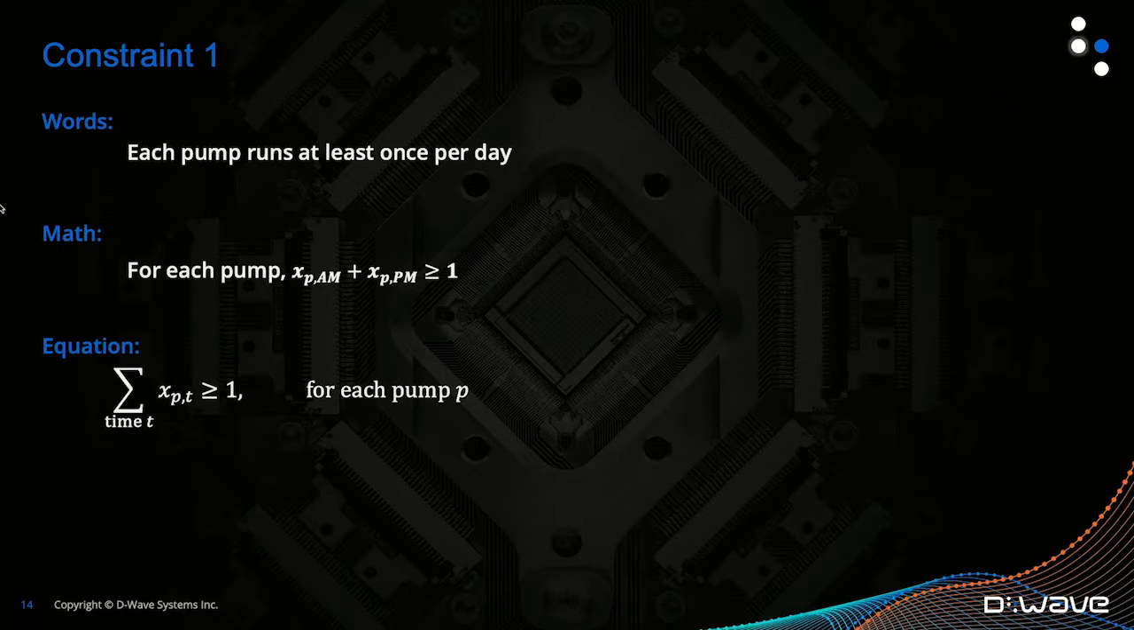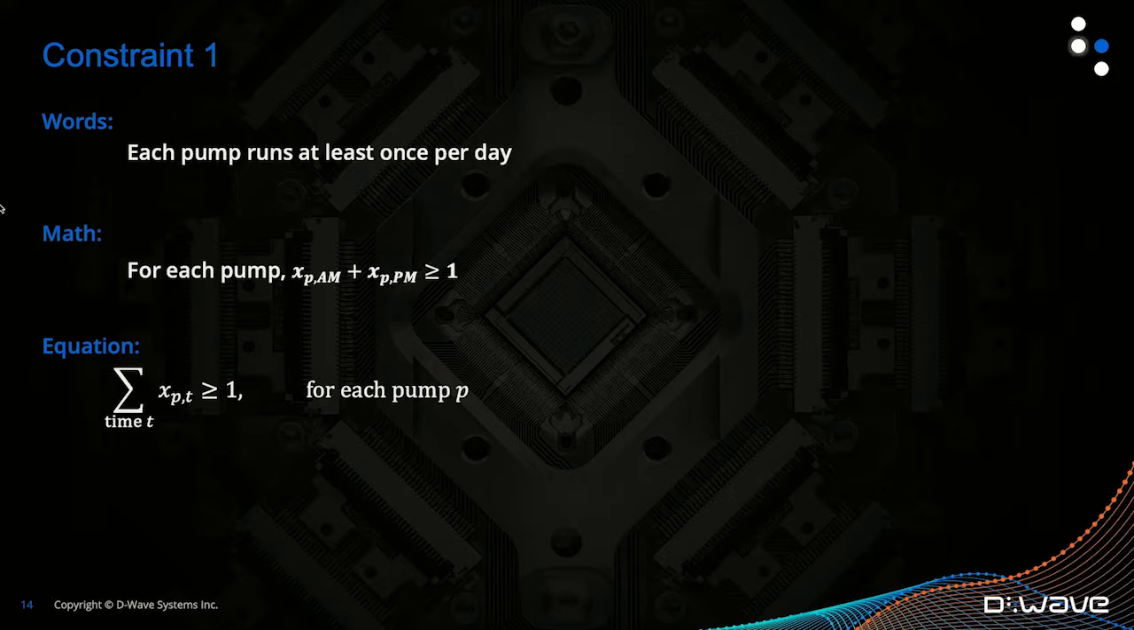All right, let's dive into these constraints. So we have 3 different constraints, and the first one was that each pump should run at least once per day. Now, what does that mean? That means that if we look at a specific pump, the binary variable for running it in the morning plus the binary variable for running it in the afternoon should be at least 1. We want at least one of those time slots to be using the pump.